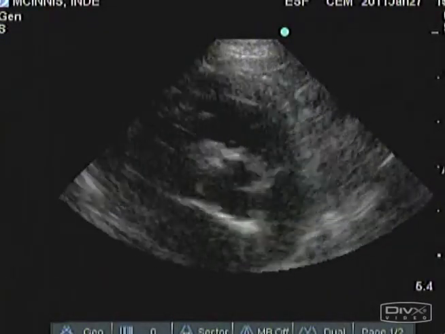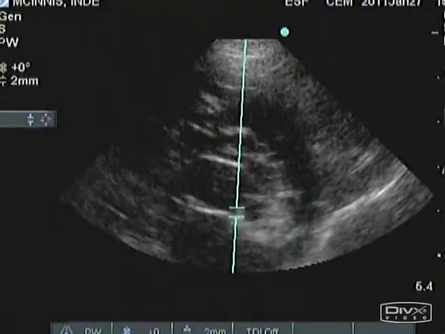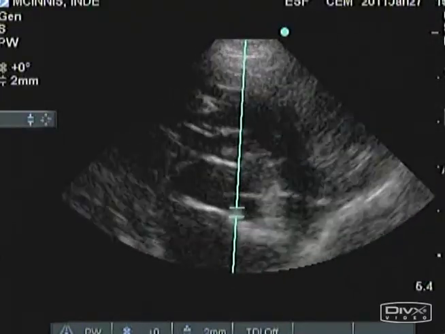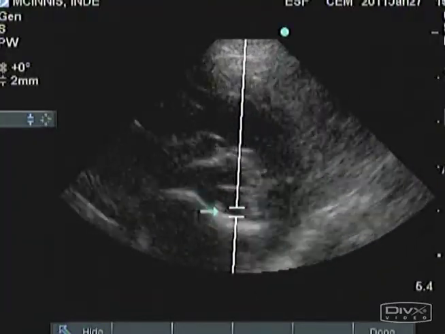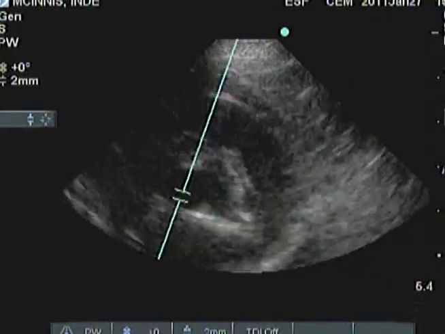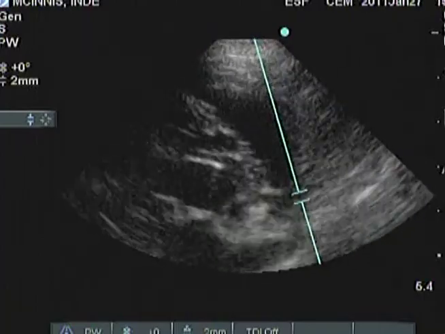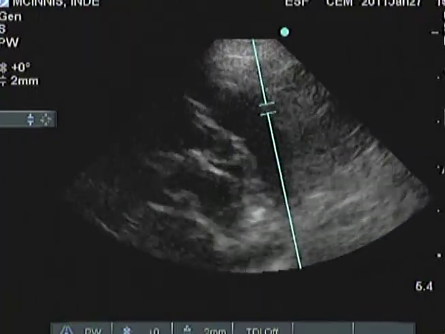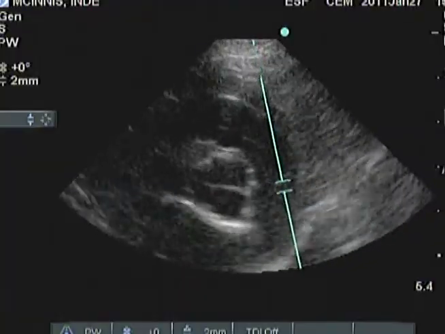When pulsed wave Doppler is selected, the cursor line has a movable gate. The trackball or touchpad can be moved left or right to move the cursor line left or right. The trackball or touchpad can also be moved up or down to move the gate up or down into the direct flow of the valve.